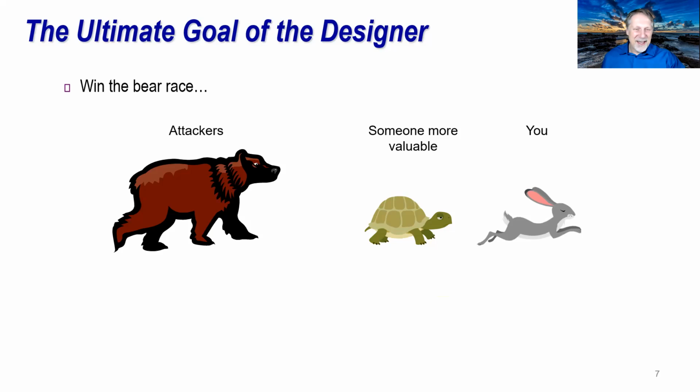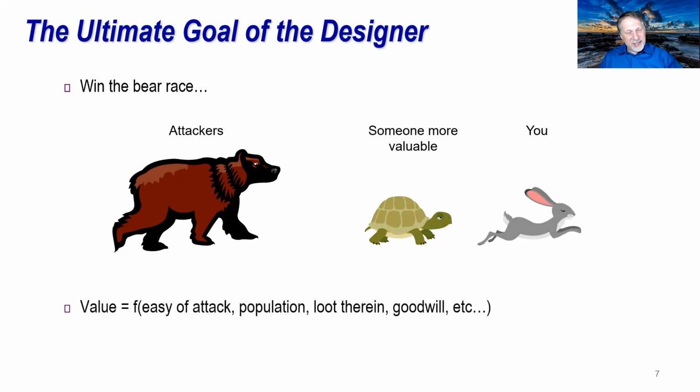Well, you have to run faster than the slowest person in the group, right? You don't want to be the slowest person in the group. In the security world, that means you're the easiest to attack. You're the most populated system. You're the most valuable to attack. Now, figuring out how much an attacker wants to attack a system, that's a pretty complex function. And some things we have control over, some things we don't have control over, some things we don't want to have control over, like population. We want to have big populations of our systems out there.